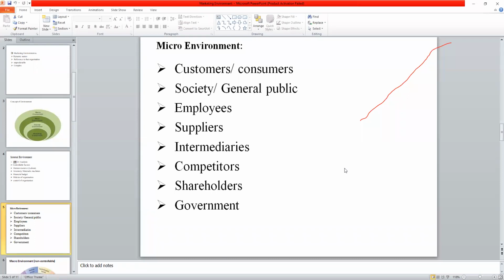Government, here the business or the organization has to work or function according to government norms. Here the business or the organization has no say as far as the government rules or regulations are considered. They have to restrict themselves here.